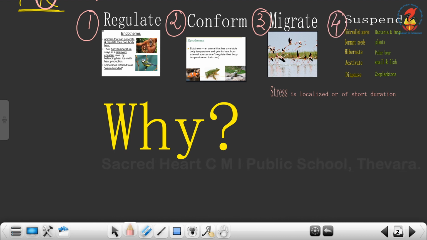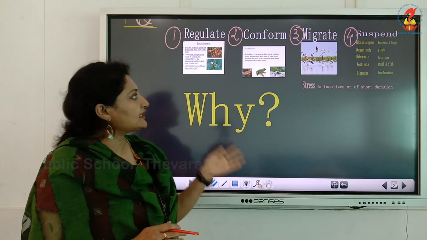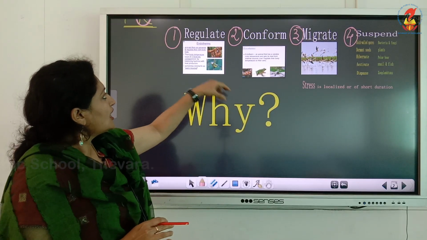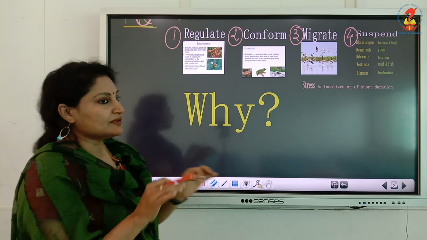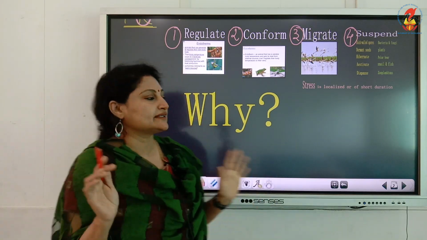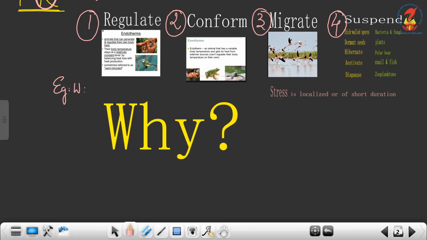Now this we have already analyzed. The first and second strategy we have already analyzed when we dealt with homeostasis. So again reiterating the same portion, but we are going to analyze who these regulators are. Remember, in simple words, regulators include the warm-blooded animals. And we know which are the warm-blooded animals: mammals and birds.